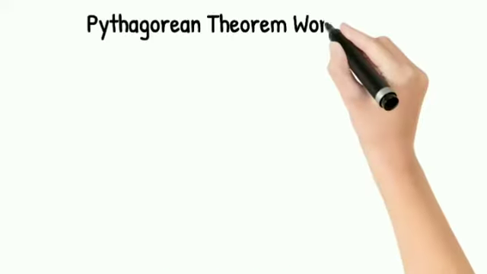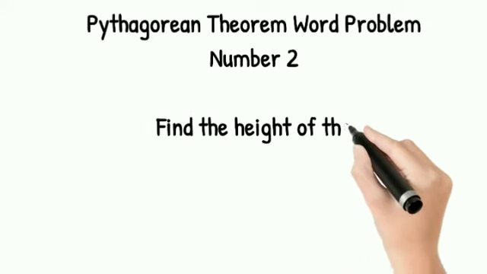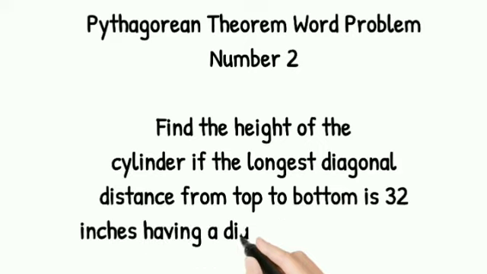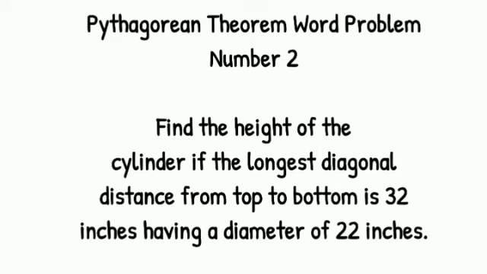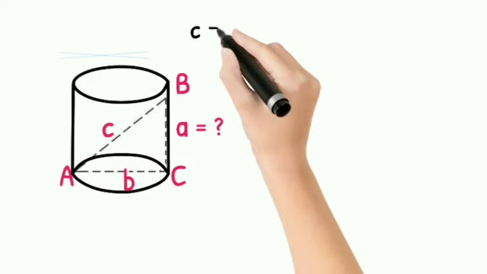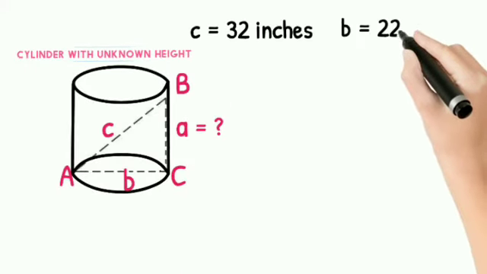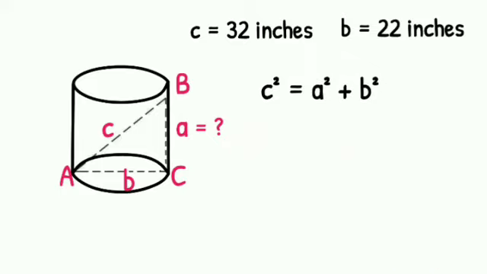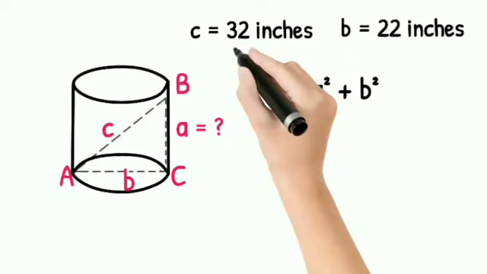In our second example of the Pythagorean theorem word problem, find the height of the cylinder if the longest diagonal distance from top to bottom is 32 inches having a diameter of 22 inches. As shown in the figure, the hypotenuse is equal to 32 inches while the diameter of the cylinder is 22 inches.